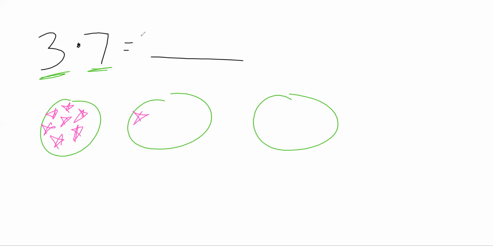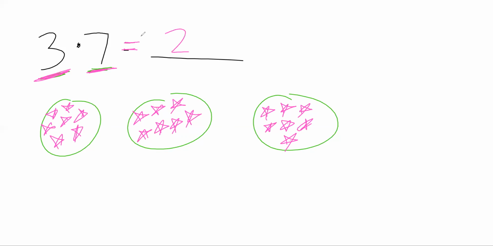1, 2, 3, 4, 5, 6, 7. And then we count out to see what our answer is. If I have three groups that have seven each, what is my total? What's all together in here? 1, 2, 3, 4, 5, 6, 7, 8, 9, 10, 11, 12, 13, 14, 15, 16, 17, 18, 19, 20, 21. So 3 times 7 is 21.